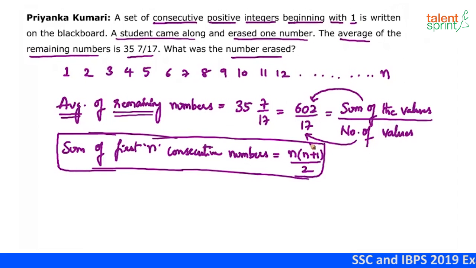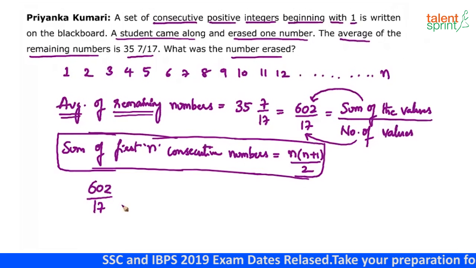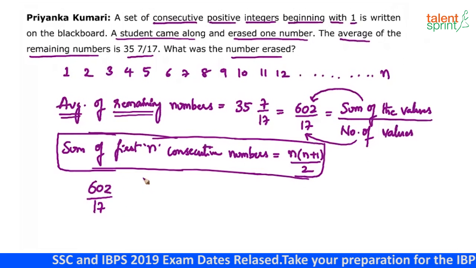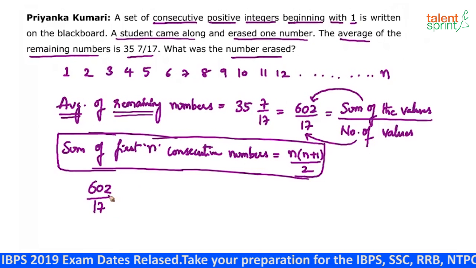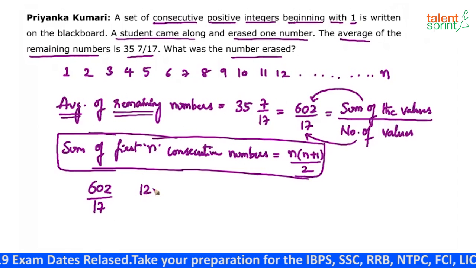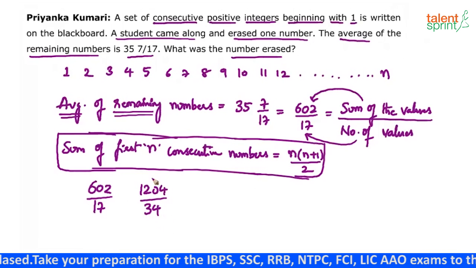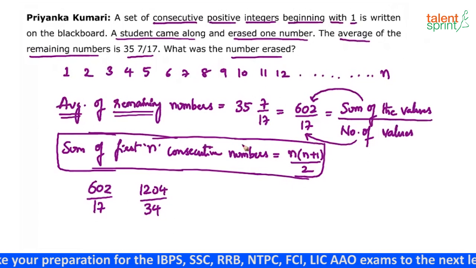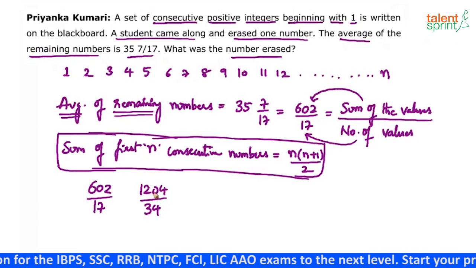See, the point that I'm trying to make is, if you observe, we have converted this fraction 35/7 by 17 to this form, 602 by 17. Now, there are various possibilities. It can be taken as 602 by 17. This can also be taken by multiplying both numerator and denominator by 2. So 602 becomes 1204, and denominator 17 becomes 34. Even that will give you 35/7 by 17. 1204 by 34 is also the same 35/7 by 17.